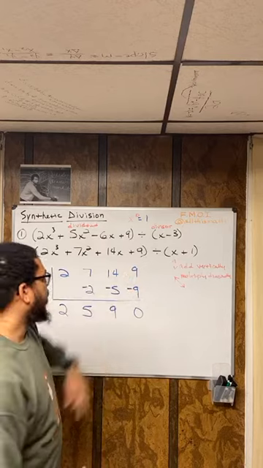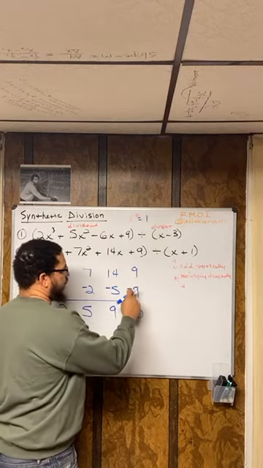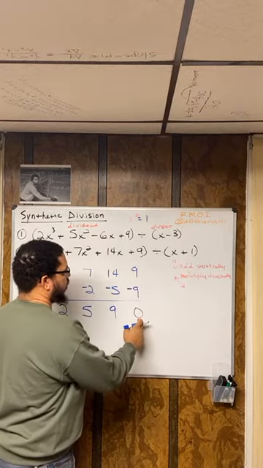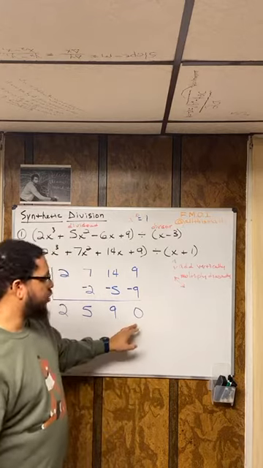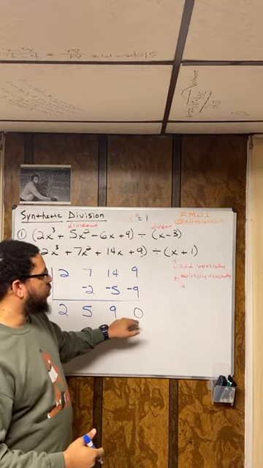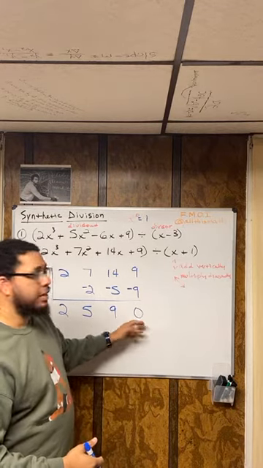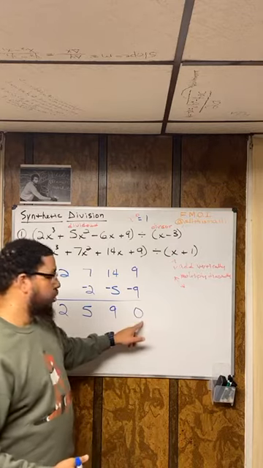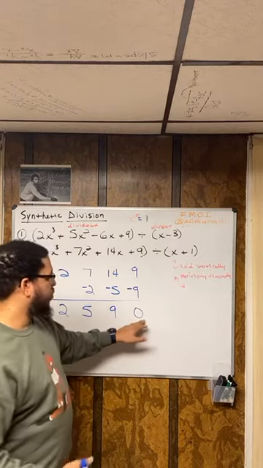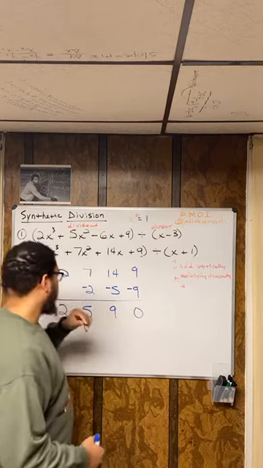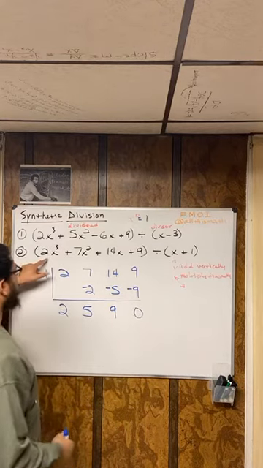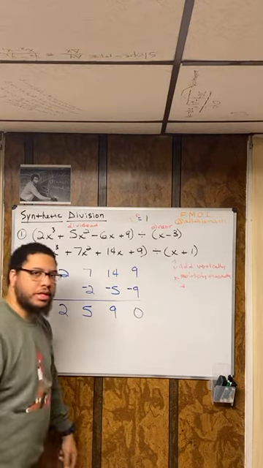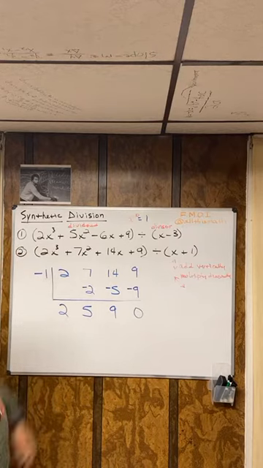Last step, where were we? We were at 9 plus negative 9, which is 0. All right. So that tells us what? I told you in the last problem that the remainder is the last number in the row. Okay? Last number in the row is the remainder. Okay? So now we go back to your dividend. What was the biggest exponent in the dividend? It was 3, right?